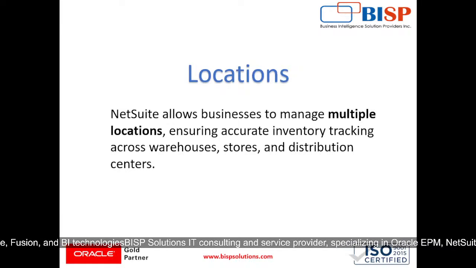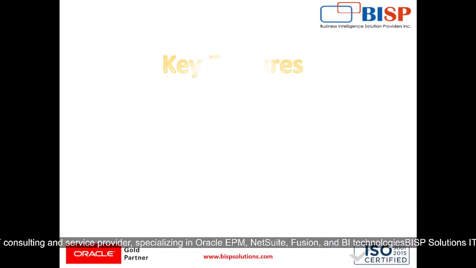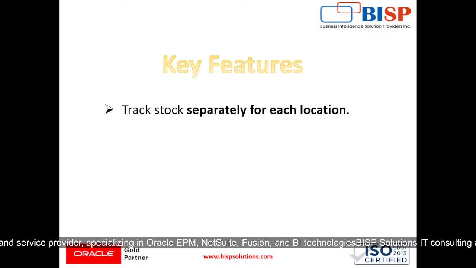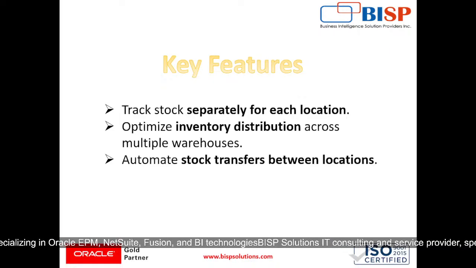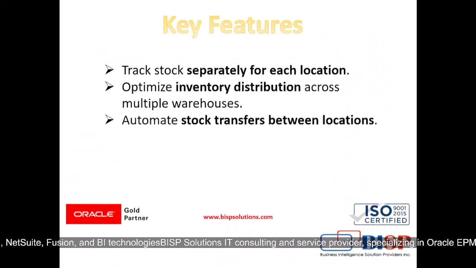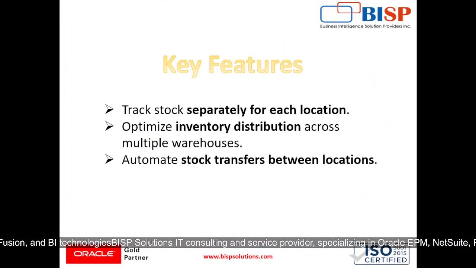So Netsuite allows businesses to manage multiple locations, ensuring accurate inventory tracking across warehouses, stores and distribution centers. So key features involved in locations are tracking stock separately for each location, optimizing inventory distribution across multiple warehouses, and it automates stock transfers between locations also. So for example, a company has warehouses in Mumbai, Delhi and Bangalore. So with Netsuite they can see real-time stock availability at each location like Mumbai, Delhi and Bangalore, and ensure orders are fulfilled from the nearest warehouse.